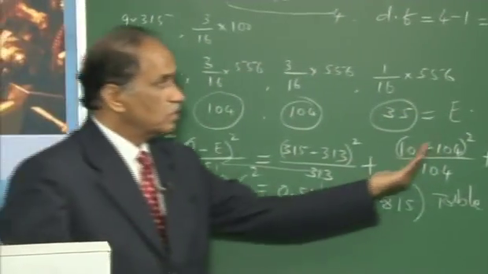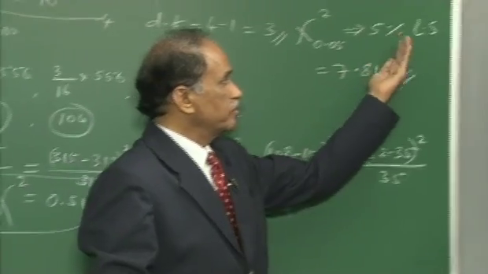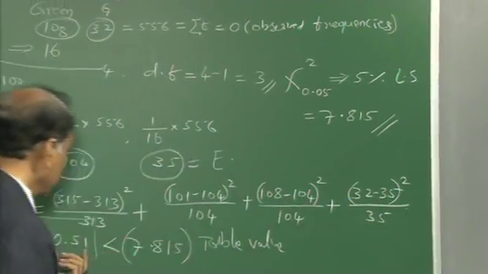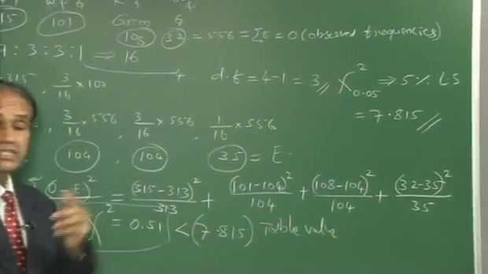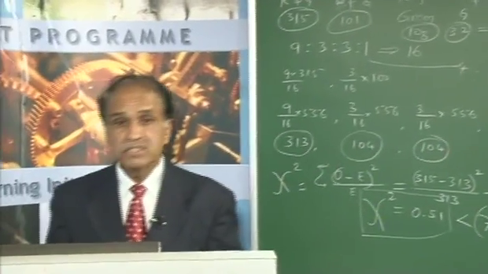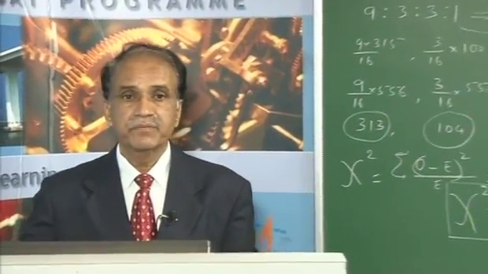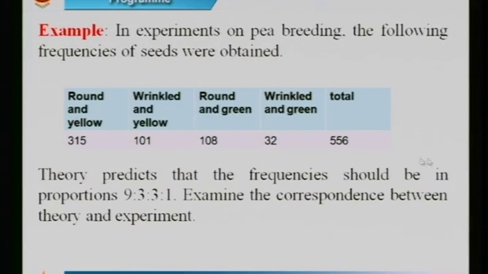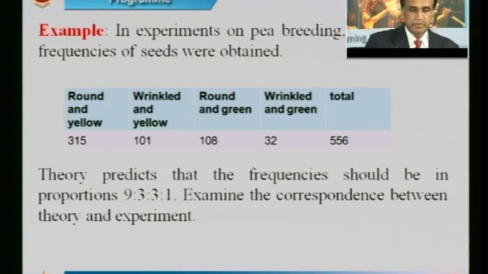Then under the 5% level of significance this value appears, so by the chi-square test, in this Garden Pea experiment, whatever frequencies are given, that is round and yellow, wrinkled and yellow, round and green and wrinkled and green, whatever the frequencies, that means the number of seeds obtained in that particular experiment, have good agreement with the theory and the experiment.